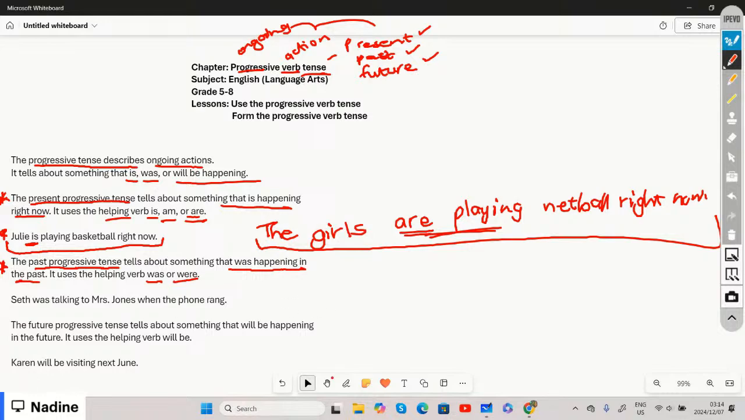Now we're going to look at an example of how to use the helping verb was within a sentence. It says, Seth was talking to Mrs. Jones when the phone rang. So was is our helping verb that shows the ongoing action that takes place in the past.